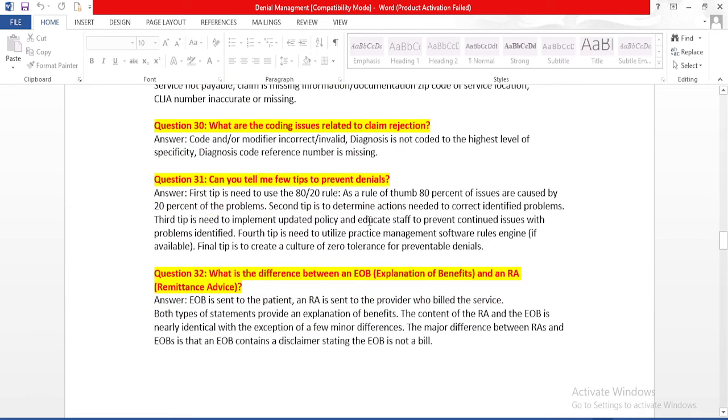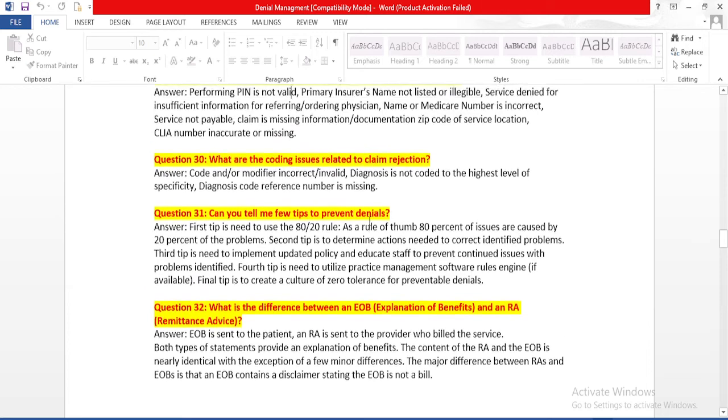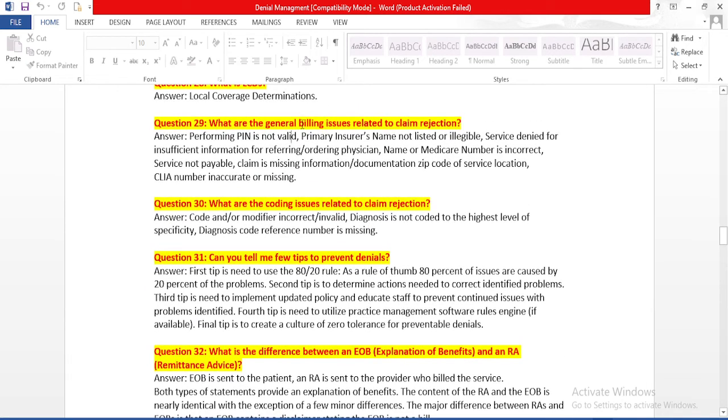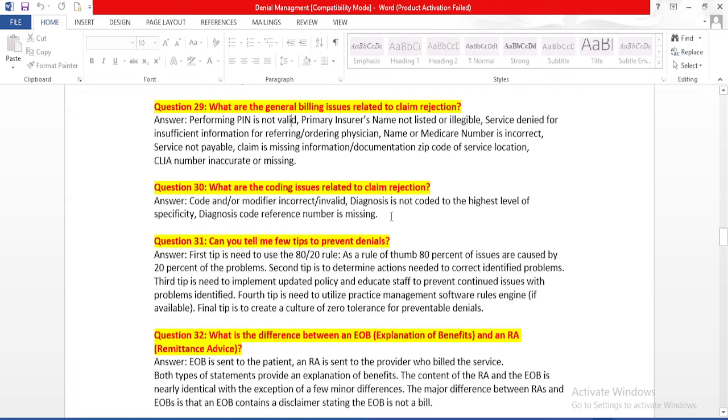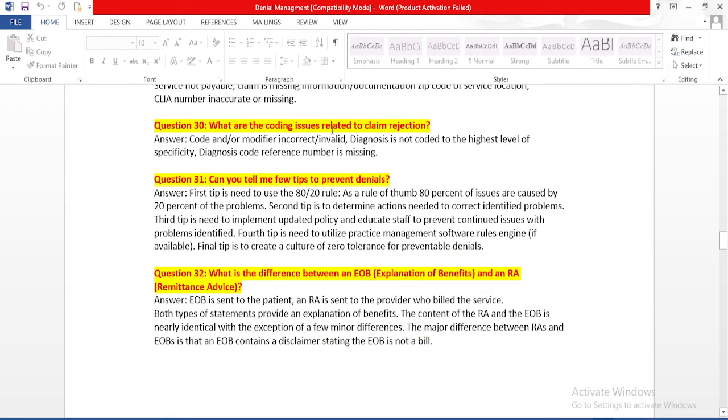So next one, what are the coding issues related to claim rejection? So those were billing issues related to claim rejection. This one is coding issues related to claim rejection. Code and modifier incorrect or invalid. Diagnosis not coded to the highest level of specificity. Diagnosis code reference number is missing. So these will lead to coding issues related to claim rejection.